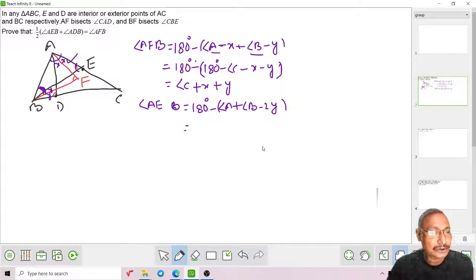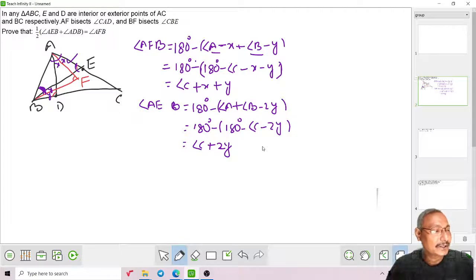So it will be clearly equal to 180 degree minus (A plus B), again can be written as 180 degree minus C minus 2y. So when we open the bracket, again we will get minus minus, these two 180 will be cancelled out, and minus C will be equal to plus C, and this will be equal to minus 2y will become plus 2y.